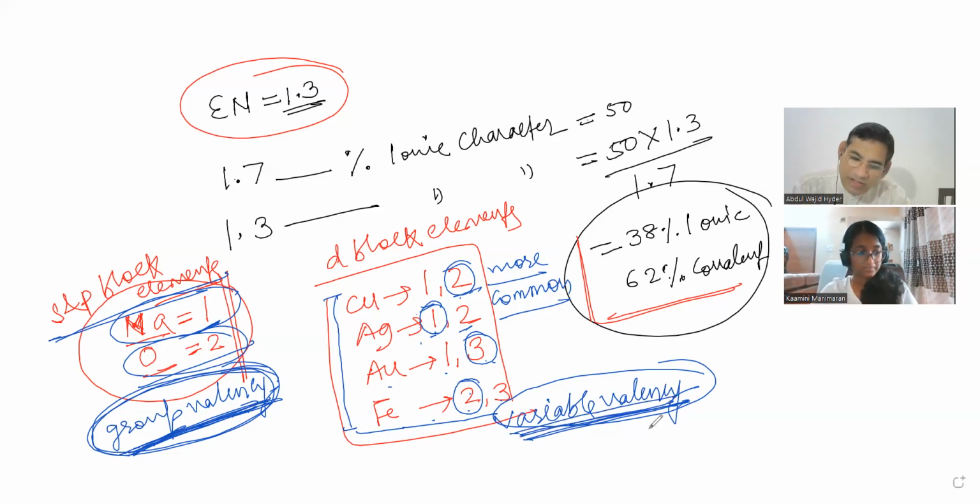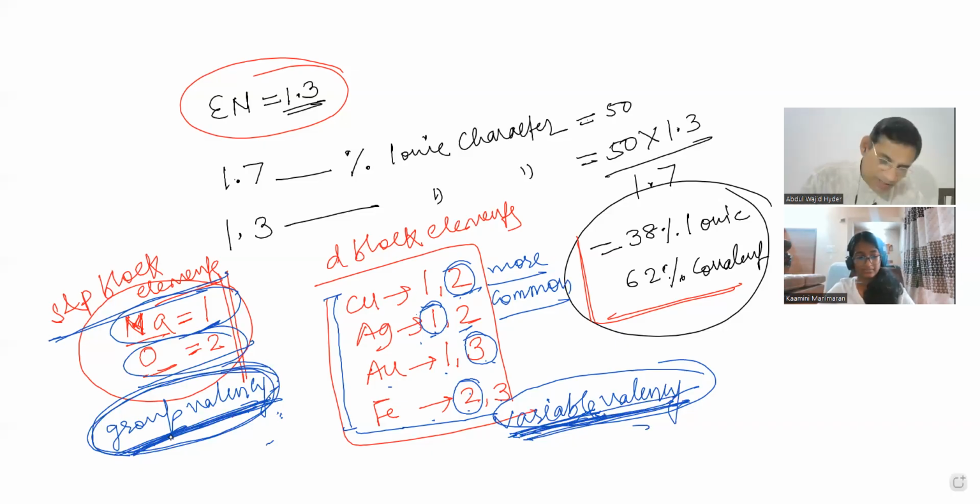Sir, the opposite of variable valency is not non-variable valency, not fixed valency, not constant valency. It is group valency. Opposite of variable is non-variable, that is English, and we are not doing English. Opposite of variable is constant, is fixed, but that is English, and we are not doing English. We are doing chemistry. So in chemistry, the opposite of variable is group valency.